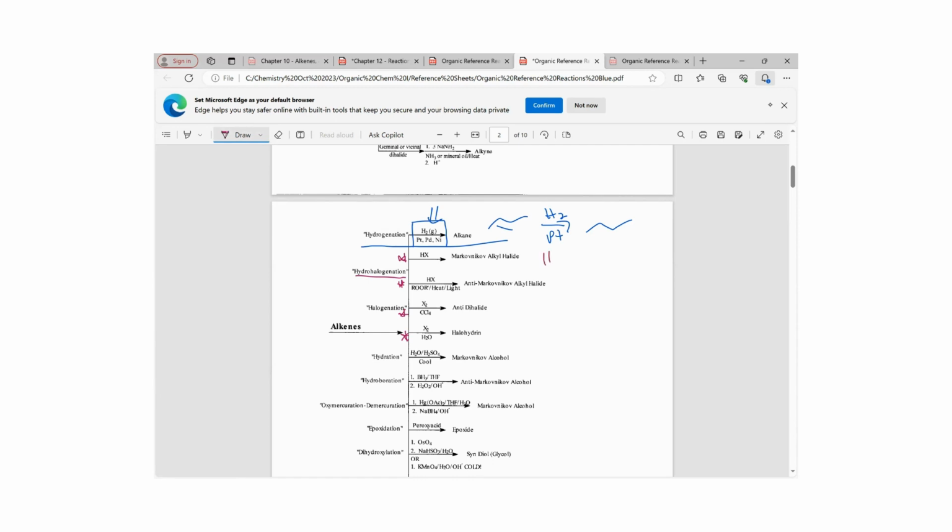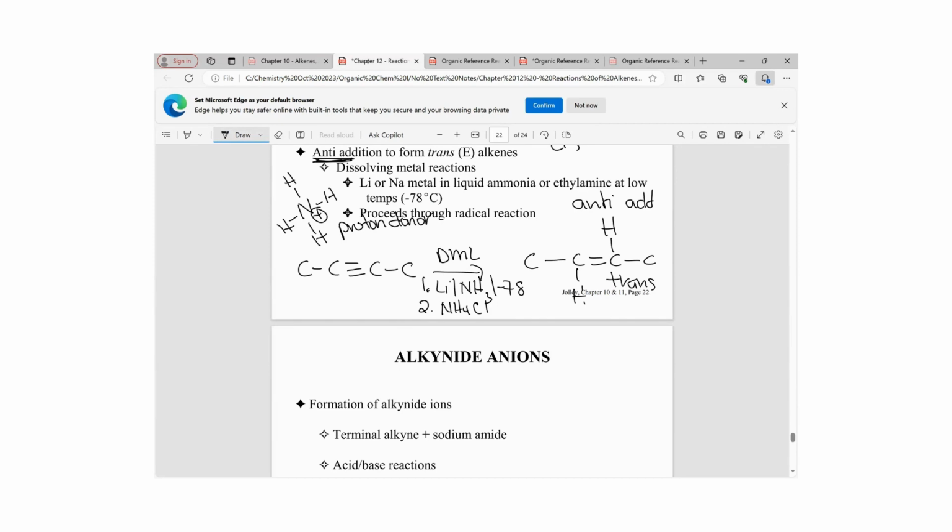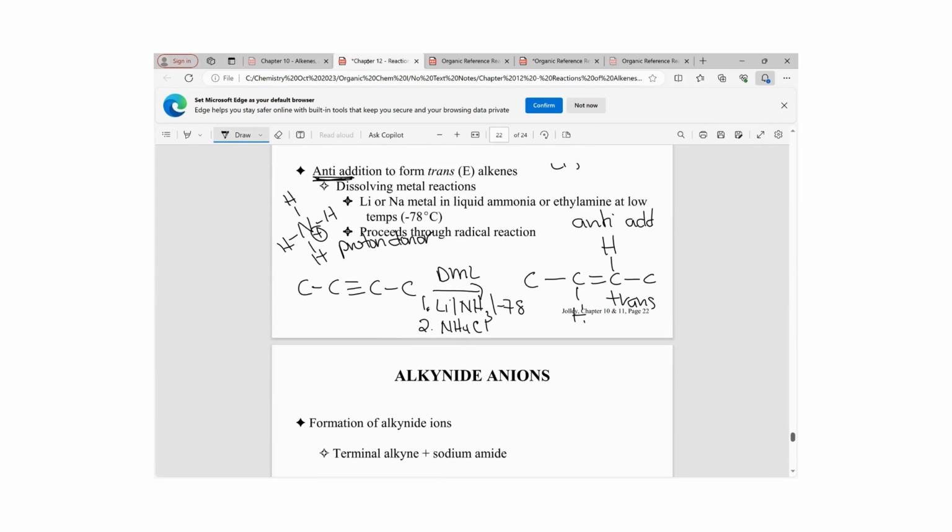Okay, so this one is an H and an X, an H and an X. This is Markovnikov's. This one's anti-Markovnikov's. This is 2 X's, and this is 1 X and an OH. Okay, so those are the ones that we are going to look at. Over to our notes. Sorry, we're going to zoom.